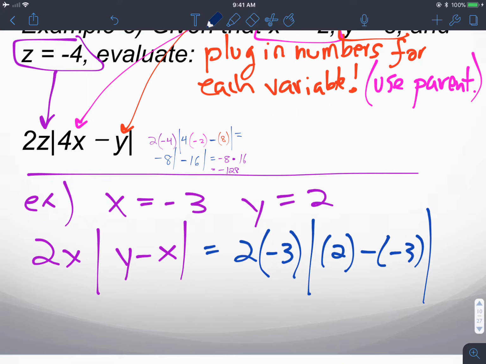Did I do this right? All right, keep thinking about it. I did not. Because you notice how x is -3? Use parentheses when you plug it in. Yeah. When you plug things in, use parentheses.